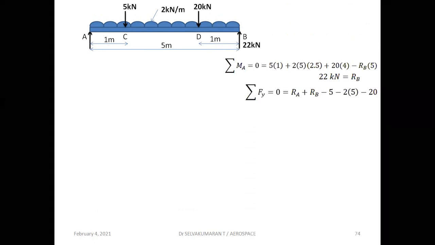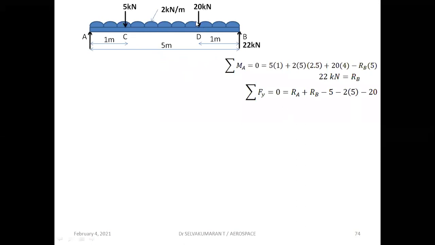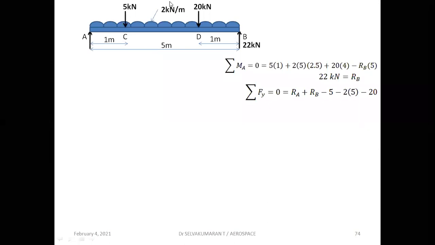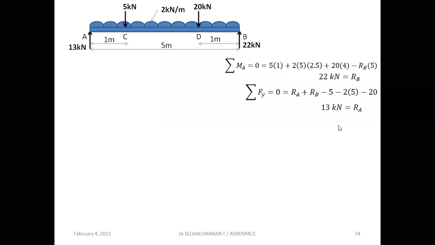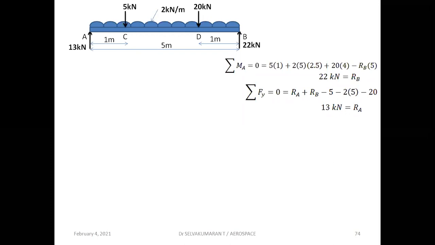Then sigma Fy is equal to 0, RA plus RB acting upward positive, minus 5 minus 20 minus 2 into 5, that is kilonewton per meter into meter. So 2 into 5. From this we get RA to be 13 kilonewton. So once RA and RB are known, we can go for finding the shear force values and plotting the shear force diagram.